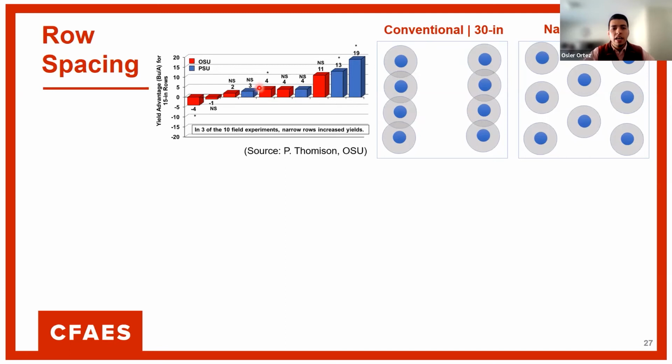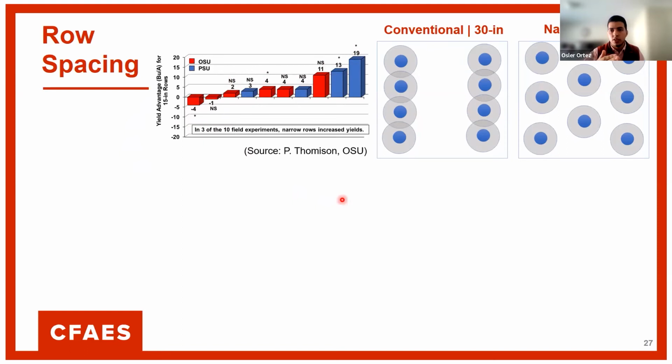Many times there is no significance. In some situations, there can be an advantage. And in some situations, there can be a disadvantage. So it all again depends on the specific goals that we are chasing, on the specific conditions. When are we planting? How are we doing it? What type of hybrids are we using? So all of that becomes relevant in the decision-making process.